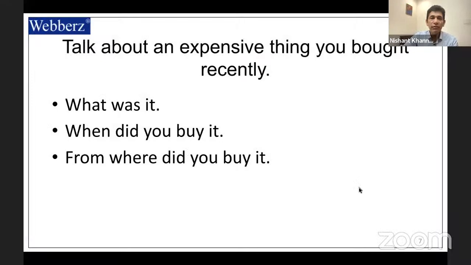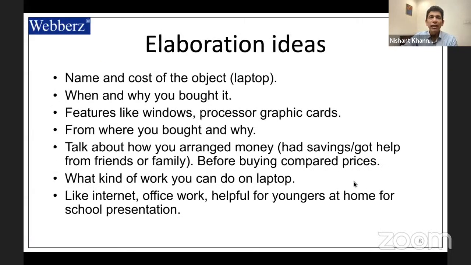You've got adequate number of points for the first 1 minute that you have there. The thinking minute, don't waste that minute. Make points in it. So let me just start making some points of the cue cards. From where did you buy it? Okay. Now, elaboration ideas. So here I am going to talk about a laptop.